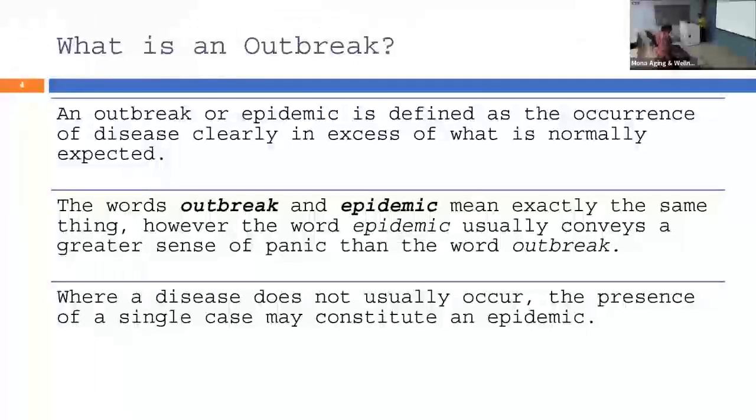All right, great. We have that sorted. So, as I said, 1 case may constitute an epidemic because if you expect 0 cases, then 1 case would be more than what's normally expected.